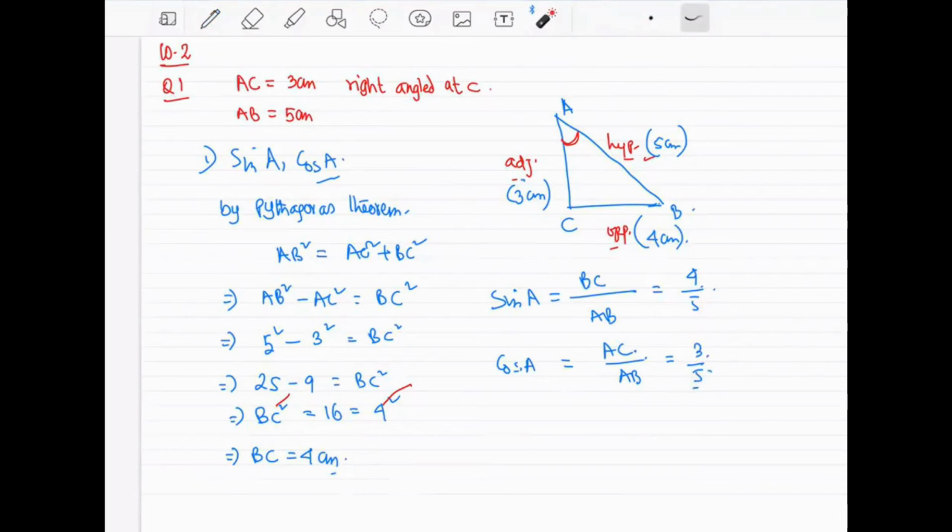If I change to angle B, then the opposite will be this one, and the adjacent. So you just have to change the opposite and adjacent. If instead of sine A, cos A, the question asks sine B or tan B, then you have to change the sides first, which is adjacent and which is opposite.